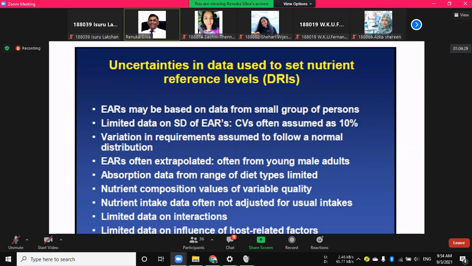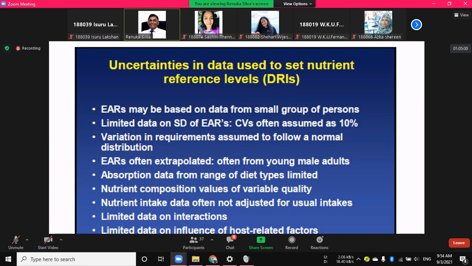You should understand that there are a lot of problems in the nutrient composition values. Nutrient intake data are often not adjusted for usual intakes. Nutrient intake data collected by the scientists are not really usual intakes. For example, if we do one 24-hour recall or two 24-hour recalls, you can't say it's a usual intake.